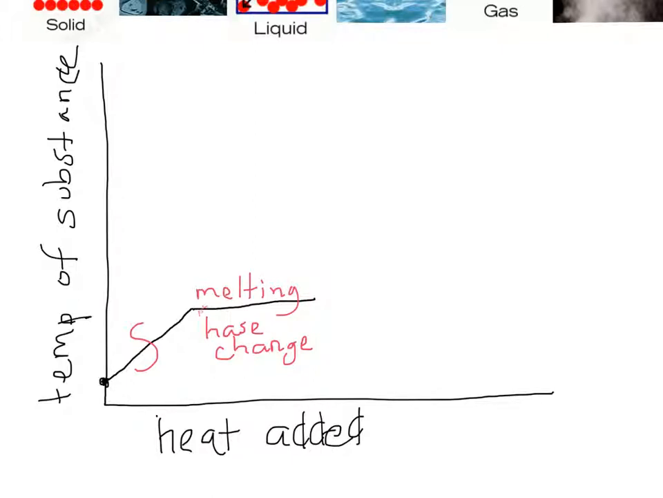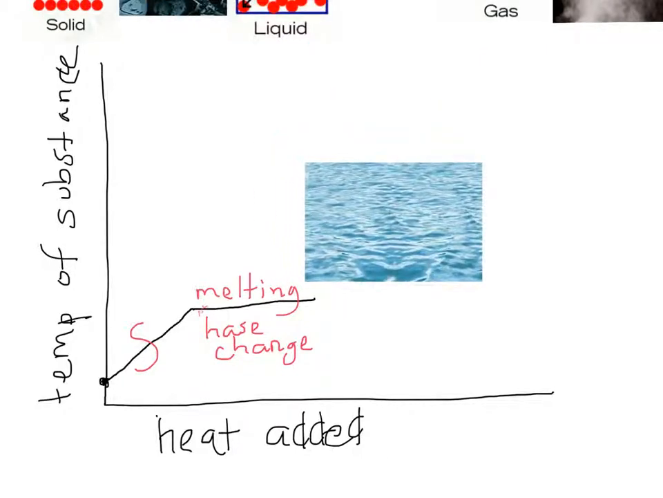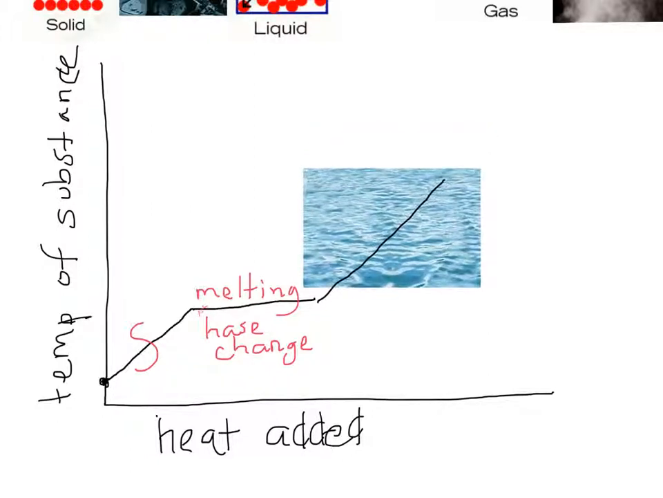So what happens next? After that phase change is complete, you have liquid water. We have a bunch of liquid water in our beaker, and what's going to happen as we continue to add heat? Exactly. The temperature of that liquid water is going to go up and up and up. So we have another increase in our temperature.